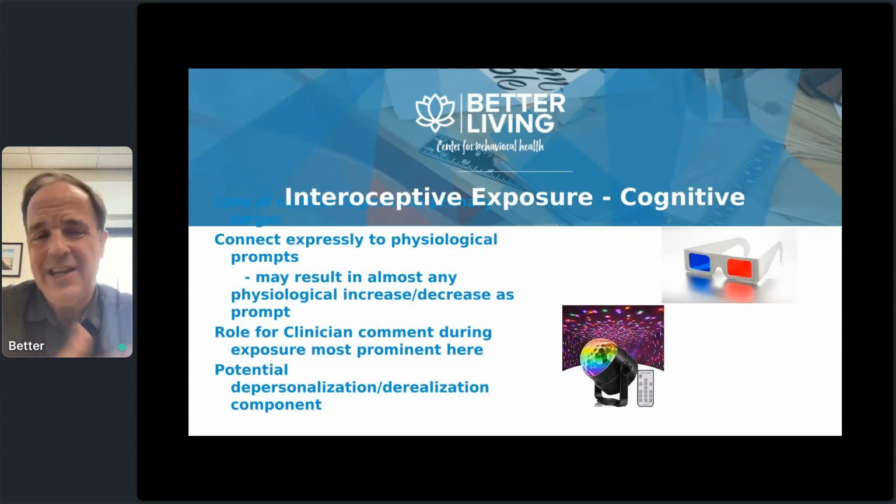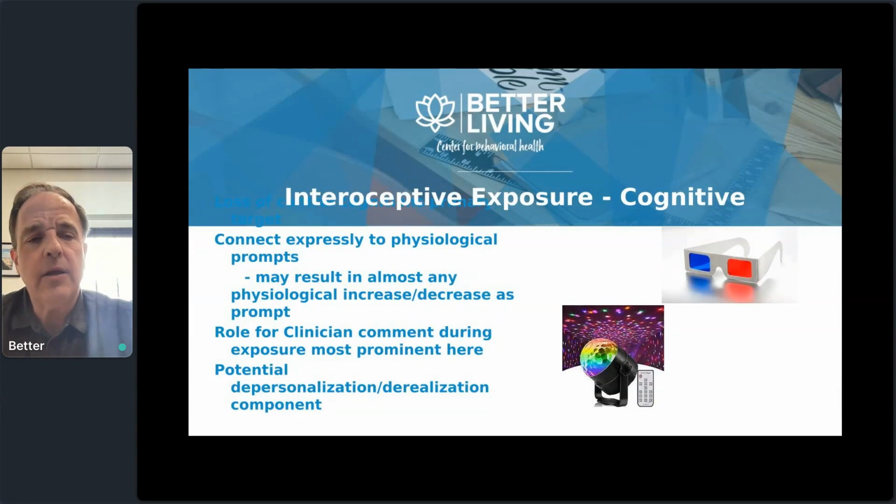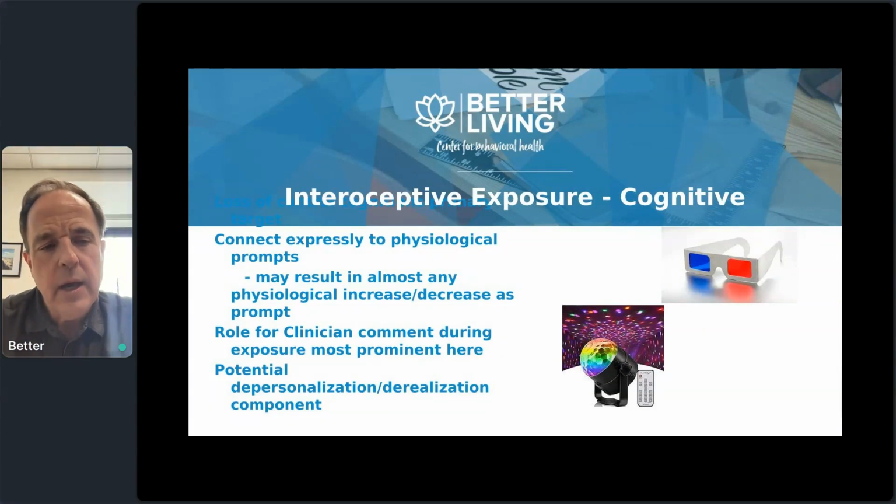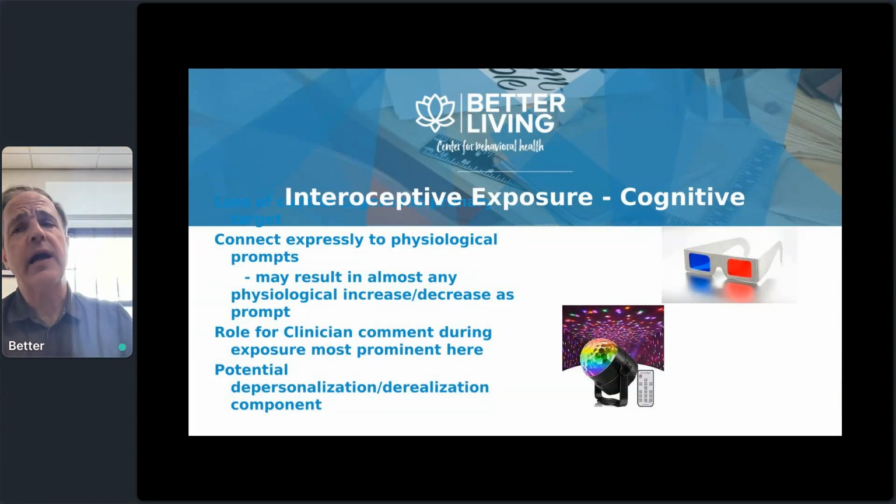So that would be a persistent process that undergirds it. It is possible that a big part of what is happening here is due to anxiety related to a part of the panic experience of depersonalization or derealization. And there is a small body of work on experimentally inducing depersonalization in the lab. And one line of work doing so has been with strobe lights and 3D glasses. So that's the cognitive component.